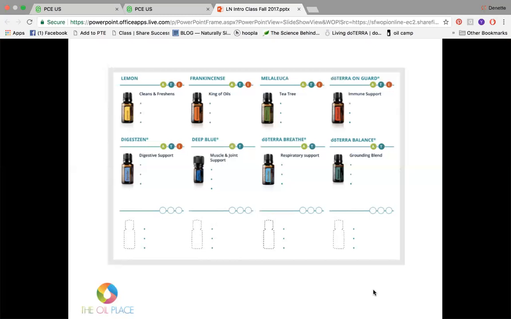So when we say oils are able to be used in your body at a cellular level, it means that they're able to interact and communicate with the cells in your body.